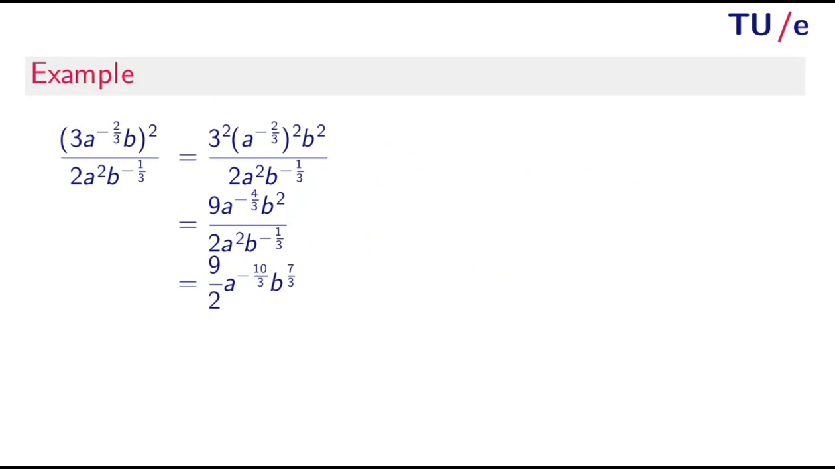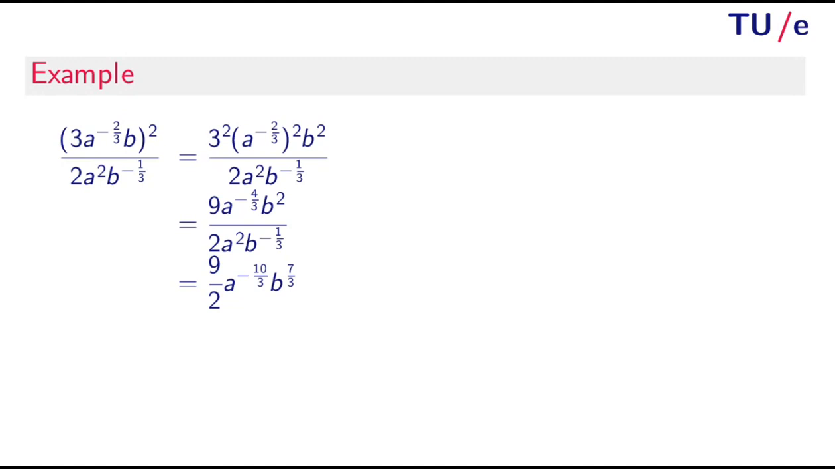Here is an example: 3 times a to the power minus 2 over 3 times b, between brackets squared, divided by 2 times a squared times b to the power minus 1/3. Well, how can we simplify this? Of course, we can first take the square in the numerator and we find 9 times a to the power minus 4 over 3 times b squared. We leave the denominator as it is.